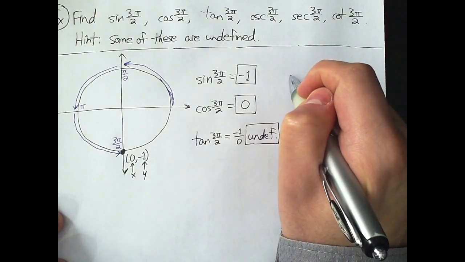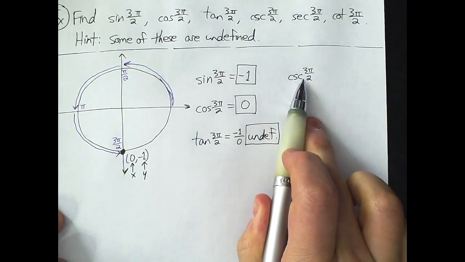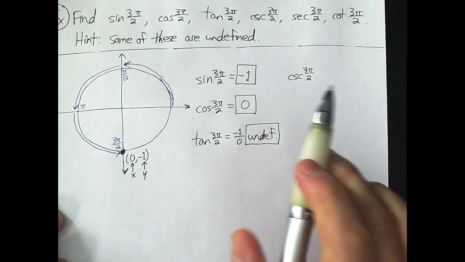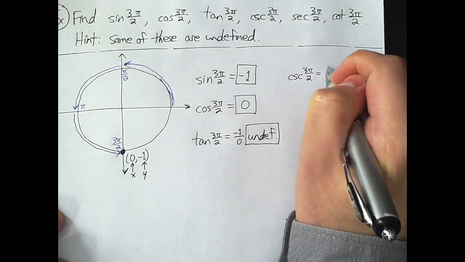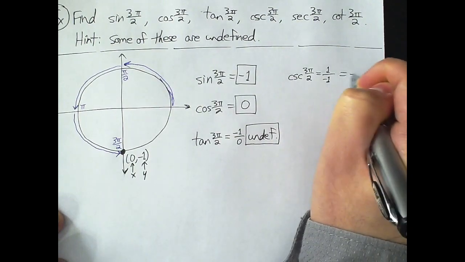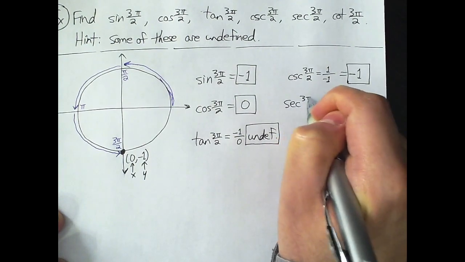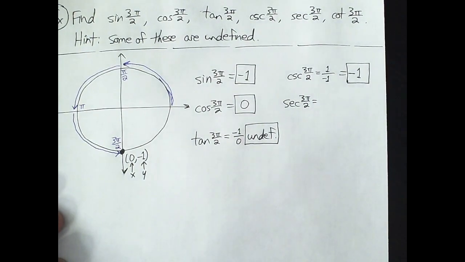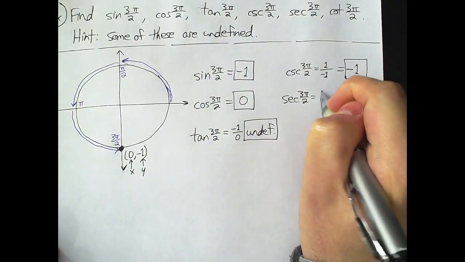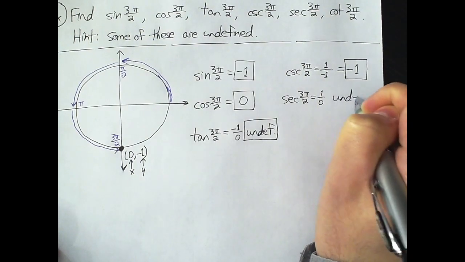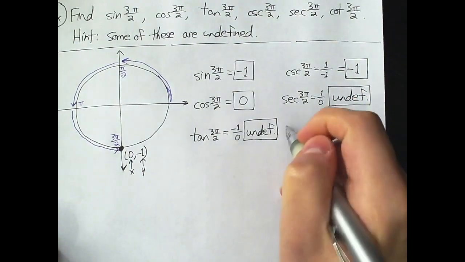Over here, let's do the other 3. Cosecant of 3 pi over 2. Well, we know that it's the reciprocal of -1, so basically it's 1 over -1, which is -1. Let's do secant of 3 pi over 2. Wait a second, is this going to be the reciprocal of 0? The reciprocal of 0, or 1 over 0, is undefined. So I did tell you that some of these were going to be undefined.